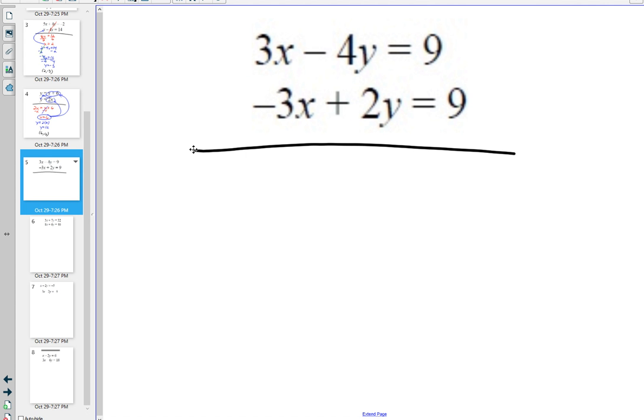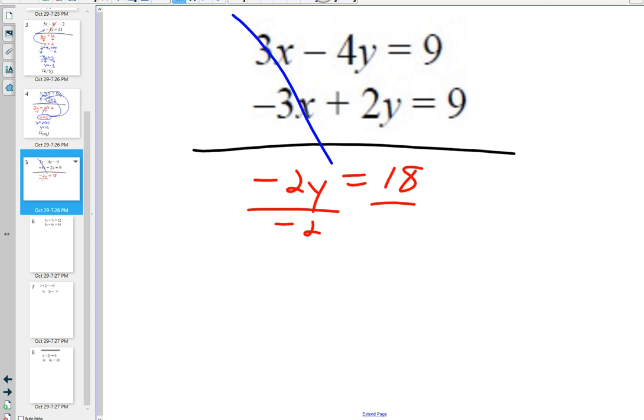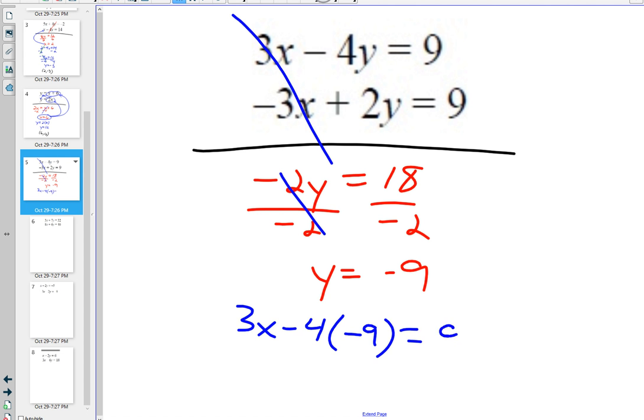Why shouldn't this have been, Lily? Because the x's have matching coefficients and different signs, so they're ready to be eliminated. So I'll get negative 2y is equal to 18, so y equals negative 9. Now you can plug that back into either equation that you want. I guess I'll just pick the first one. So 3x minus 4 times negative 9 is equal to 9. I just got this negative 9 and I plugged it in.